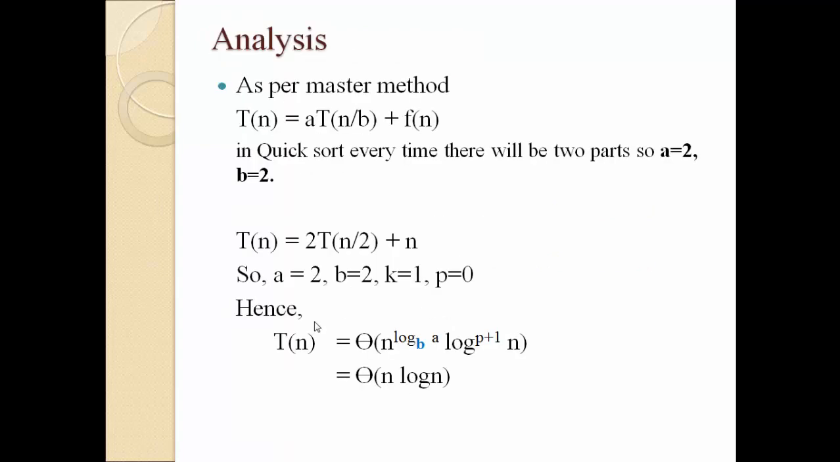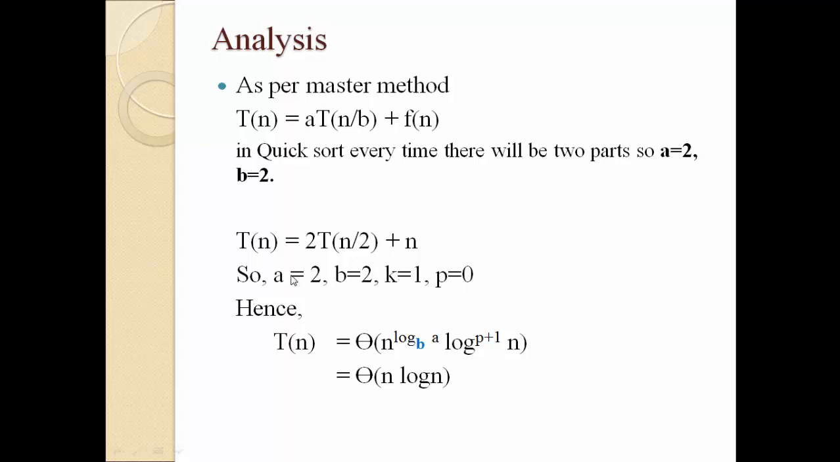Now the analysis of the quicksort algorithm. As we discussed in divide and conquer, we can analyze any algorithm through the master theorem. So this is the equation of the master theorem, in which we have to identify the values of a, b and f of n. As we discussed, in our quicksort algorithm we are dividing into two different parts. So b will be 2, and we get two parts every time, so the value of a is equal to 2. So a is equal to 2, b is equal to 2, and f of n is our n, that is a linear time. To get the value n here, we have to put k is equal to 1 and p is equal to 0.